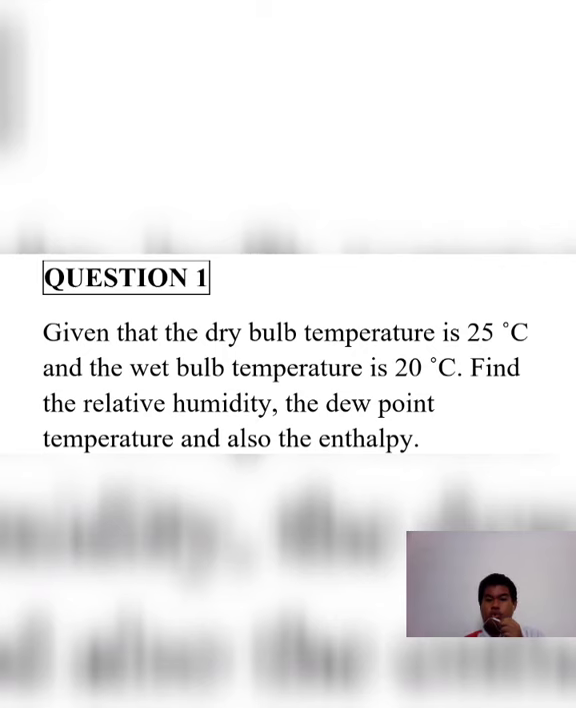So what I'm going to do today is explain the problem solving for the psychrometric chart. For question number 1, it is given that the dry bulb temperature is 25 degrees Celsius and the wet bulb temperature is 20 degrees Celsius. So find the relative humidity, the dew point temperature, and also the enthalpy.